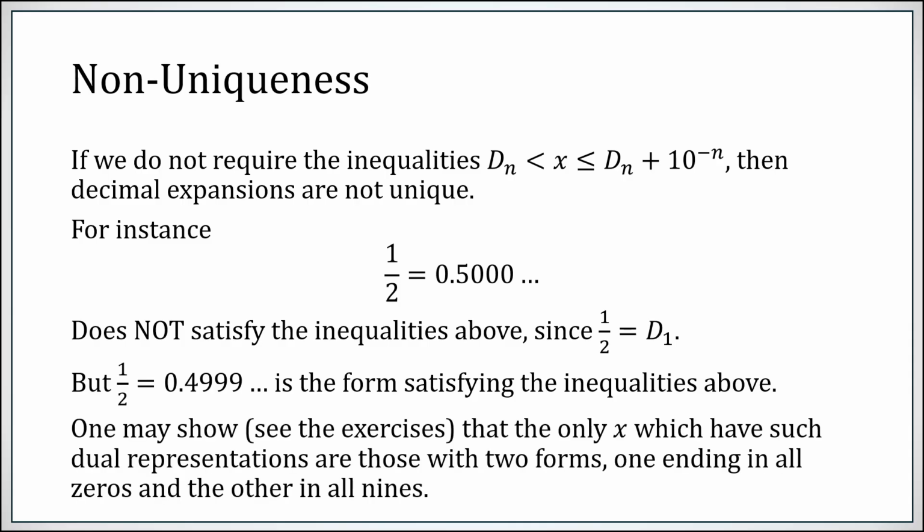So there are exercises that help elaborate upon this claim. The only x that have dual representations, that have two different representations, are those where one ends in all zeros and the other ends in all nines. That's the only way you can have this non-uniqueness, but it's buried in the exercises.